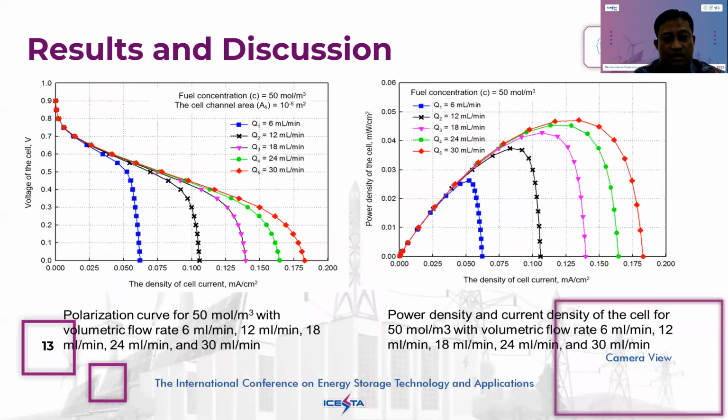And this is the result of my research: the polarization curve for 50 mole per meter cubic with flow rates of 6 milliliter per minute, 12, 18, 24, and 30 milliliter per minute. And this is the concentration for 50 mole per meter cubic. This is the voltage and current curve, and this is the power density and electric current curve.